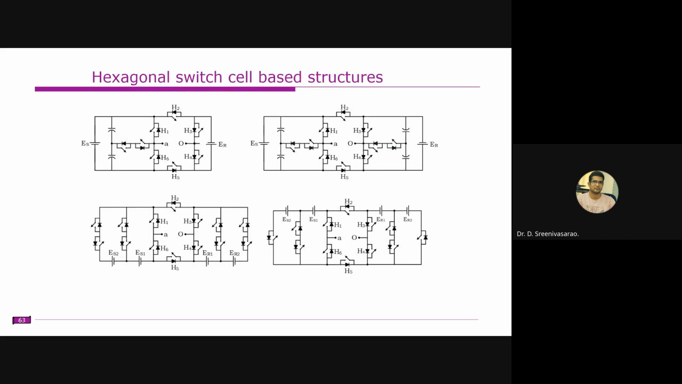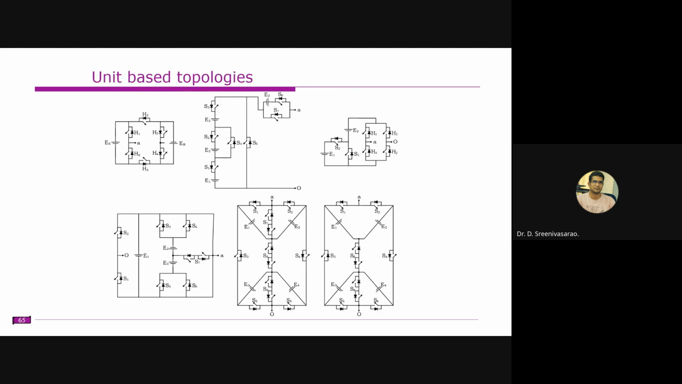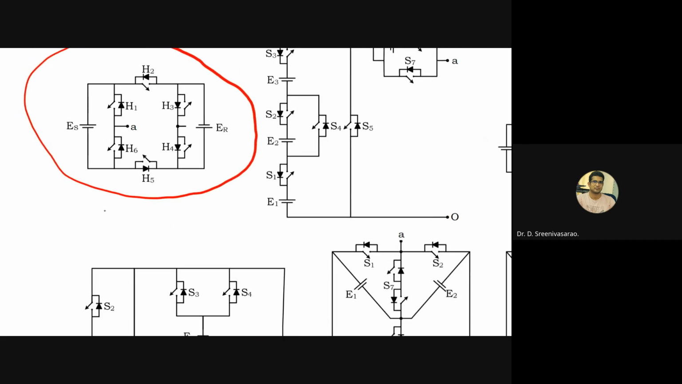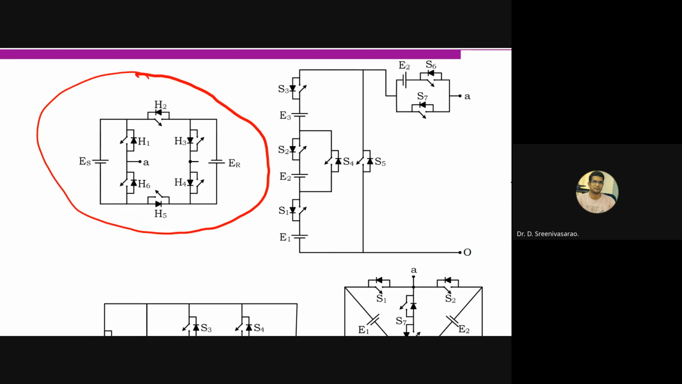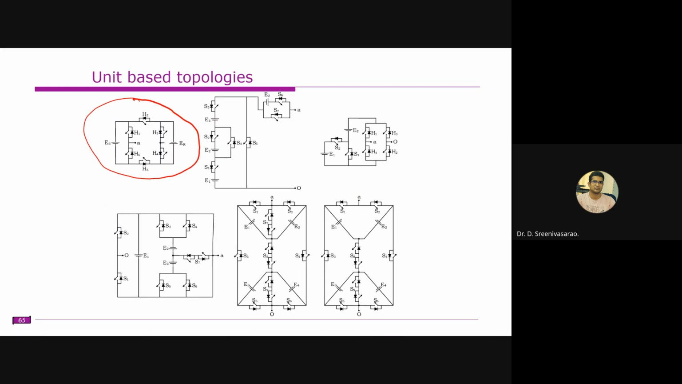Another one is the hexagonal switch cell. A lot of topologies are built with this hexagonal switch cell. We know the H bridge. This is a slightly improved version of the H bridge. You have additional switches. There are two DC sources, and additional switches like H2 and H5 are connected, and you also have another source, Es. Normally the H bridge will produce three voltage levels, as we just discussed: E, 0 and minus E. Whereas this one produces five levels.